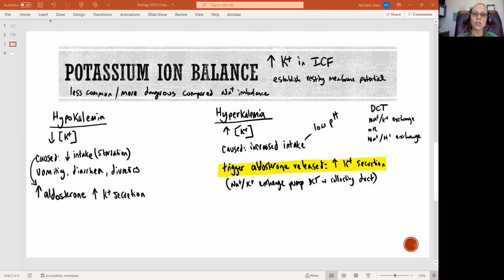Okay, so let me just repeat that. If you have a low pH, if you have trouble balancing your pH, what's going to happen is you're going to turn on sodium hydrogen ion exchange pumps. And what that means is you're going to get rid of the hydrogen ion to bring your pH back into balance, but you're keeping potassium in the process. So having a difficulty regulating your pH can cause you to have problems regulating your potassium levels.